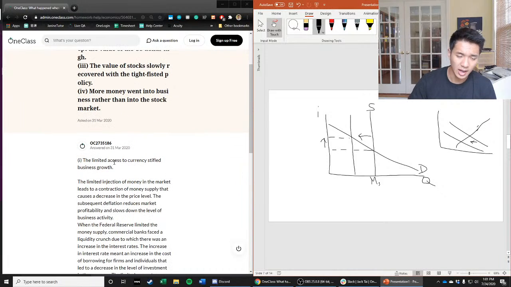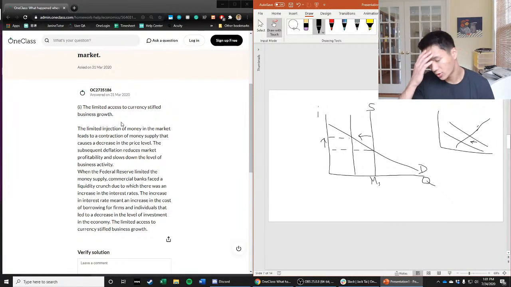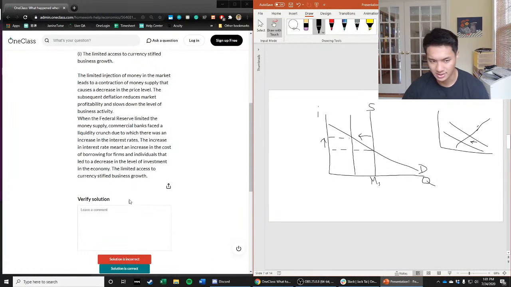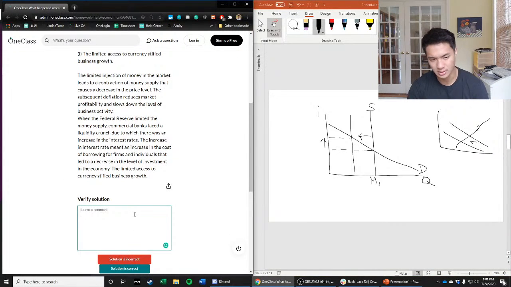So 1 says, and the previous tutor also agrees with 1. At first, the previous tutor said that the limited injection of money in the market leads to a contraction of money supply, causing a decrease in the price level. Subsequent deflation reduces market profitability and slows down the level of business activity. When the Federal Reserve limited the money supply, commercial banks faced a liquidity crunch due to an increase in their interest rates. The increase in interest rate meant an increase in the cost of borrowing for firms and individuals, which led to a decrease in the level of investment in the economy. The limited access to currency stifled business growth. So yes, that's good. And we'll mark that as correct.